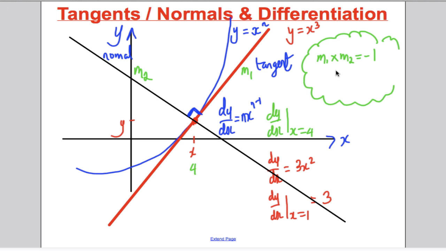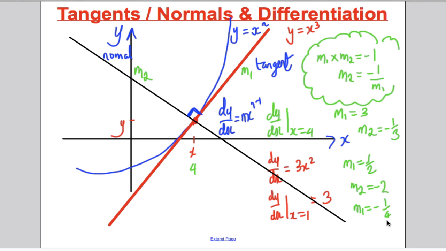Or if you rearrange this, if you want to find the gradient of the normal, it's -1 over m1. It's the negative reciprocal of the gradient of the tangent. So if I told you the gradient of the tangent m1 was 3, you would know that m2 would have to be -1/3. If m1 was equal to a half, m2 is -2. If m1 was equal to -1/4, you would know that m2 must be its negative reciprocal, which would be equal to 4. And that's the big idea we're going to use in these questions.